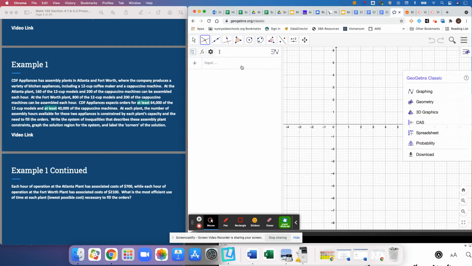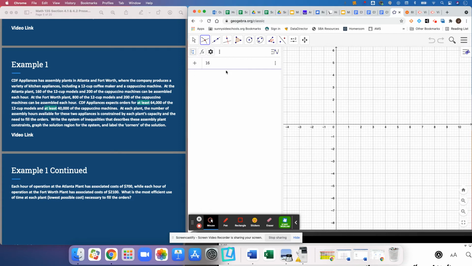So in GeoGebra, I've got a new graph here. I very simply just need to put in those two inequalities. 160x plus 800y is greater than or equal to 64,000.